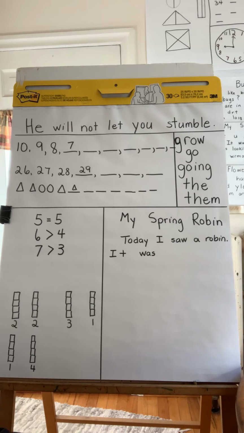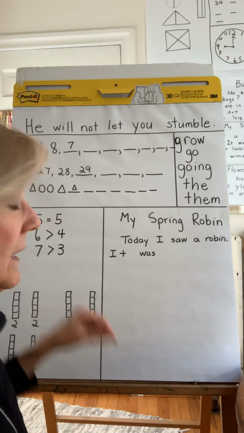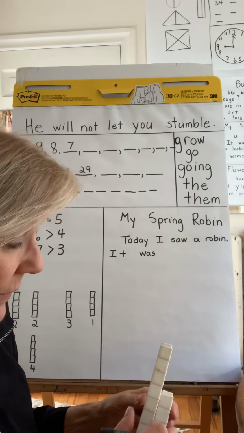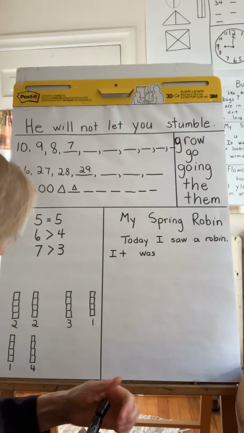Now, boys and girls, that is a brand new symbol. We have done minus, we've done plus, we've done equals, and now we have that sideways V to make it look like greater or more than.